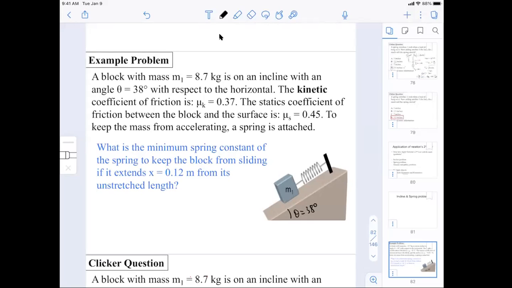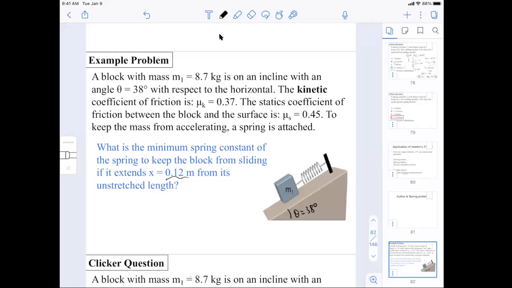And you have a spring sort of keeping the block from going down. Now the question is very interesting. The question is asking, what is the minimum spring constant of the spring you need in order to keep the block from sliding down if it extends 0.12 meters from its natural length? Okay, so it's quite a complicated sentence. There's a lot of information in this question. So first of all, it's telling you at this moment, the spring is stretched. Okay, yes, it's stretched this much.